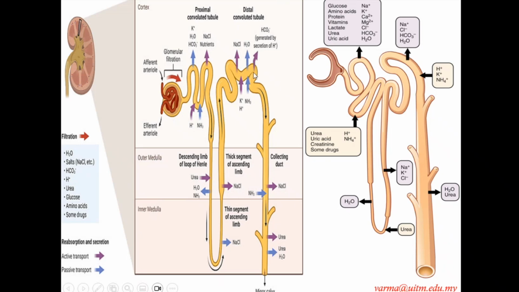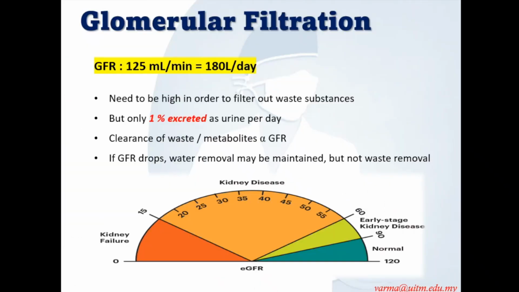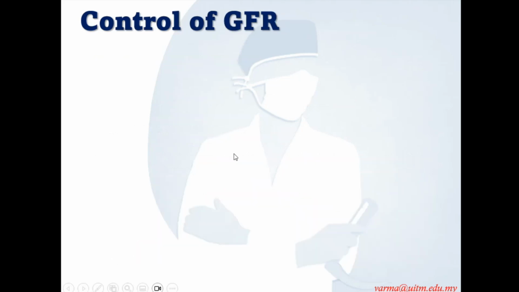All this plays a role here. Then we come to the collecting duct, which has a reabsorption capacity for sodium chloride, urea, and water in the presence of ADH. This is important for you to know. So glomerular filtration is 180 liters per day, but only 1% is excreted as urine, which is 1.8 liters for a normal person.